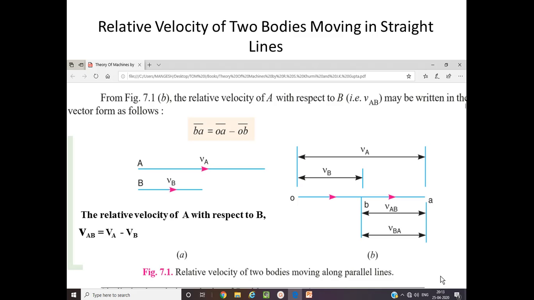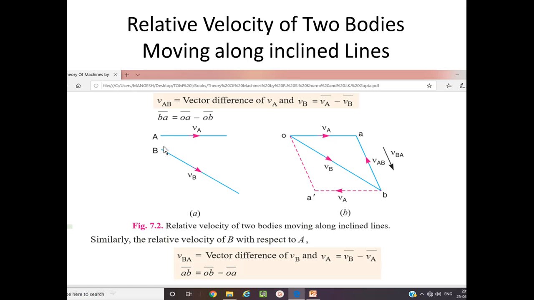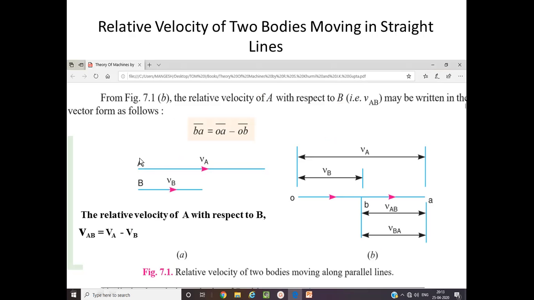So first of all, I am considering two bodies which are moving in the same line or a straight line. So body A and body B, whose magnitude and direction are given to me in the figure. Body A is moving with some velocity horizontally. Similarly, body B is moving horizontally, and they are different in magnitude. There is a difference between their magnitude values. So how to find out the relative velocity of body A with respect to body B?